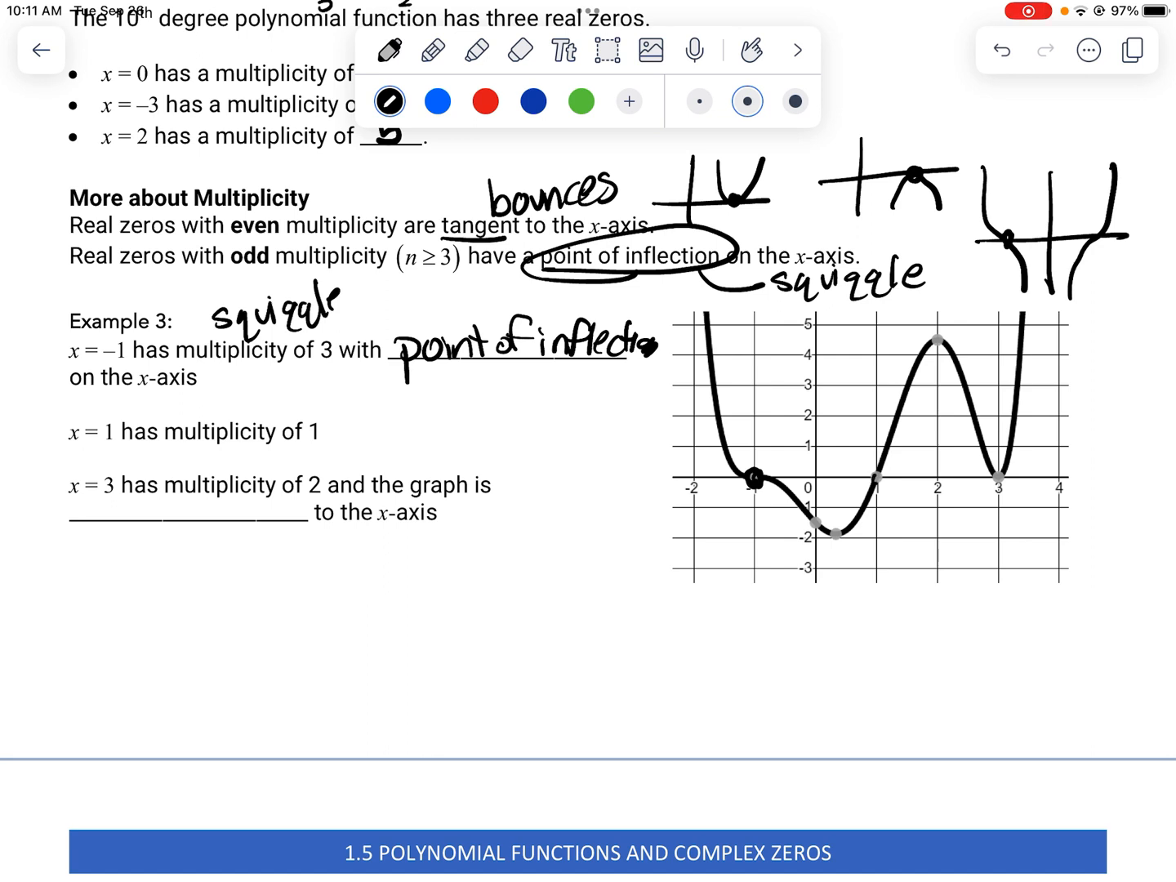X equals 1 has a multiplicity of 1 because it passes through. And this x equals 3 has a multiplicity of 3, and the graph is tangent, or I like to say it bounces on the x-axis.